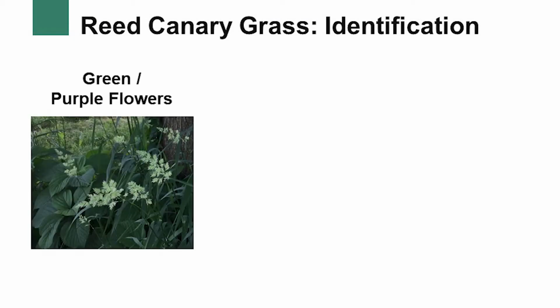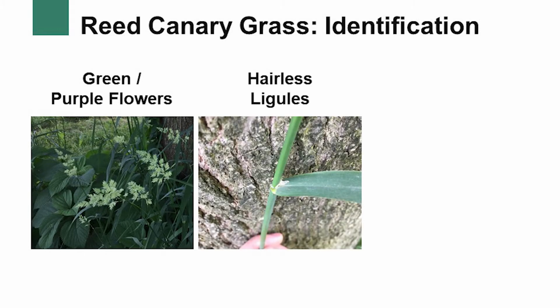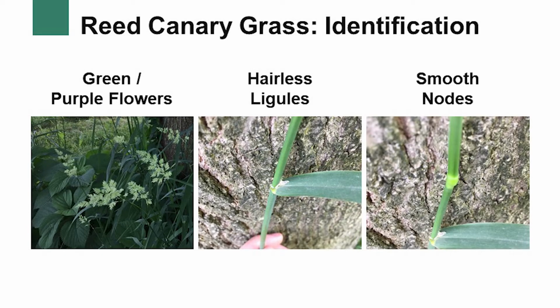Reed canary grass can be identified by its green and purple tinged flower plumes and blue-green hairless and coarse leaves. What also helps reed canary grass stand out are the transparent, membrane-like, and hairless ligules that project from the stem when you bend the leaf back, as well as the smooth nodes that are found along the stem.